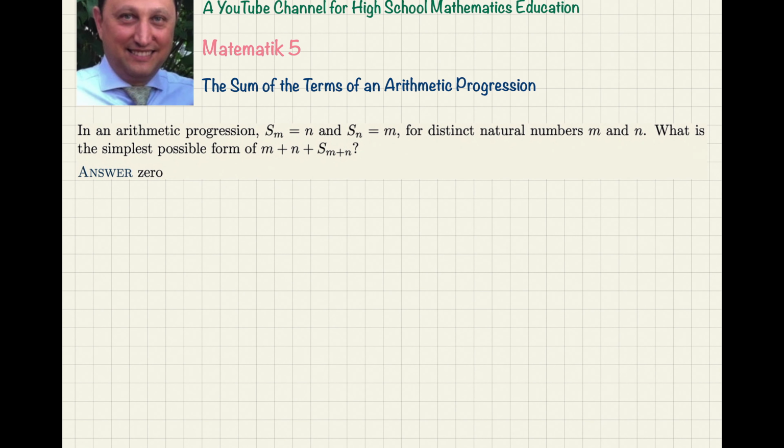Let me just remind you that for the arithmetic progression, S sub k for any natural number k is equal to k over 2 times (2 times the first term plus (k minus 1) times the common difference). So this is the formula that we have for the sum of the first k terms of the arithmetic progression with first term a sub 1 and common difference d.